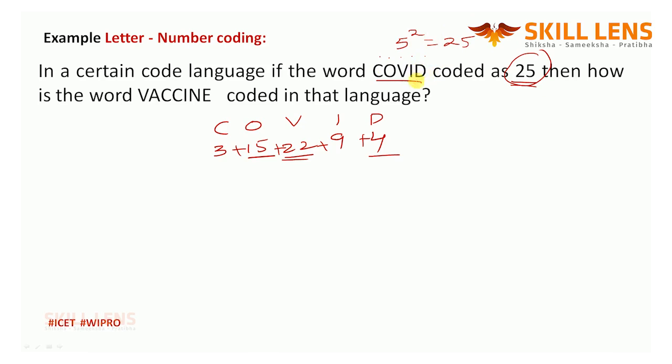That's the observation. There are no formulas in logical reasoning. It's all about your pure logic. Guys, you will have n number of logics. That's what you need to understand. So COVID is coded as 25. Then how is the word vaccine coded?